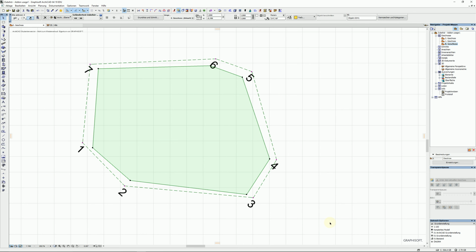So I hope it will be developed in a way that the first point always stays, or if there's a way to tell the thing by myself where the first point is and stays.